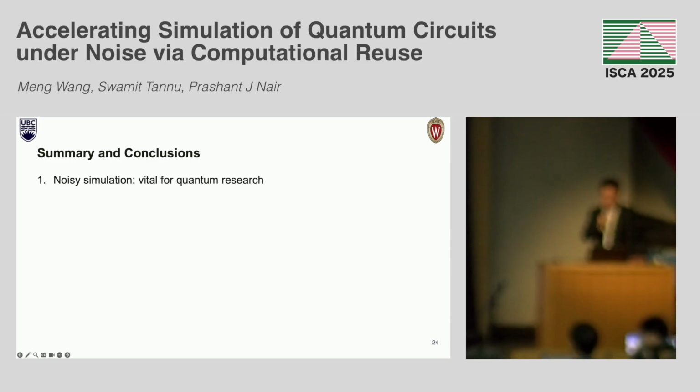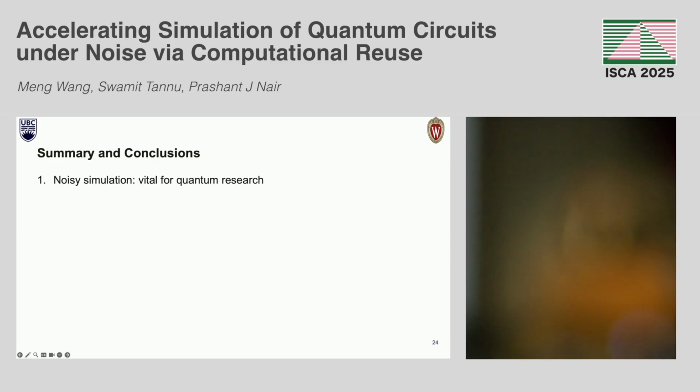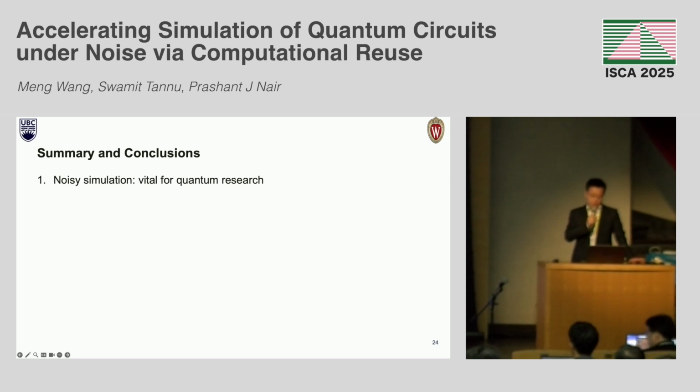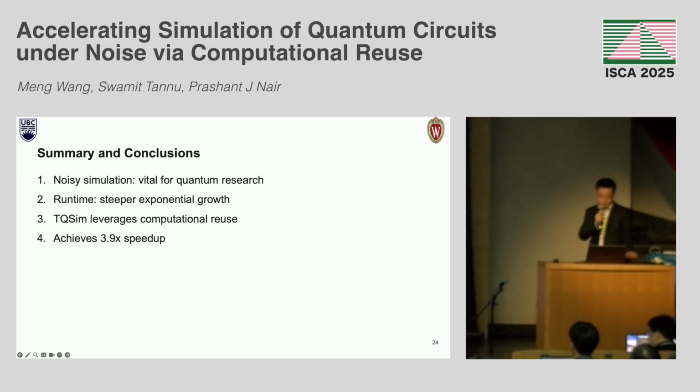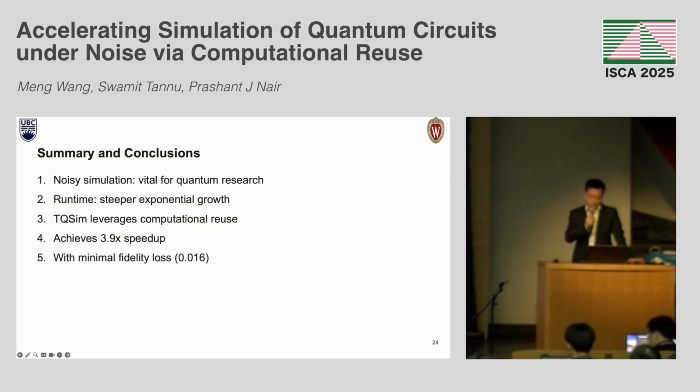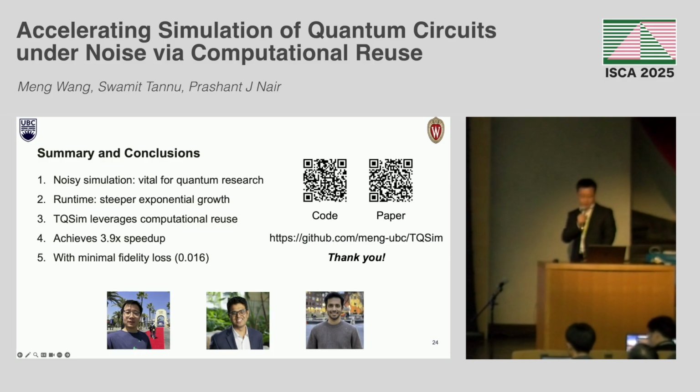So to conclude, noise simulations play a crucial role in quantum research, but their runtime grows much faster than their memory overhead. TQSIM leverages computational reuse in the noise simulations, and it achieves up to 3 times speed-up with a minimal fidelity loss. Our code is open source on GitHub, and you can find our paper there as well.